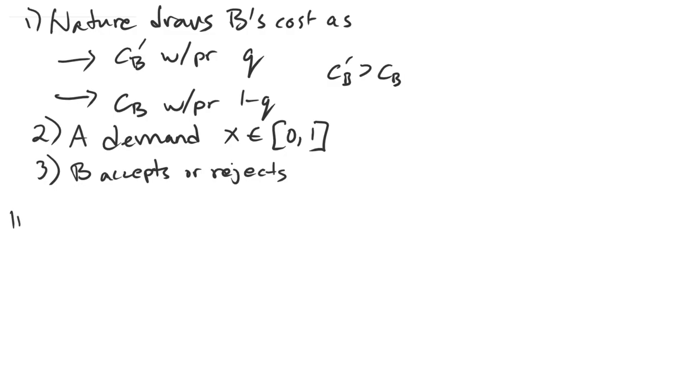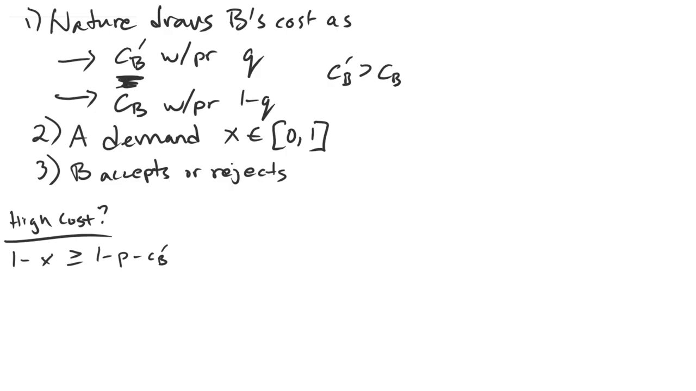Let's look at high cost types first. What is the high cost type going to do? Well, if it accepts a demand, we know that its utility for accepting a demand is 1 minus x. If it rejects a demand, then it gets a payoff of 1 minus p minus CB prime. That's its war payoff. And you'll notice that it's paying CB prime because it's a high cost type. It's higher than the low cost type's cost for war.